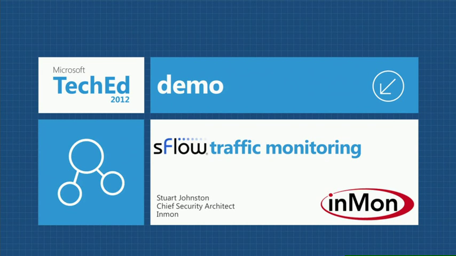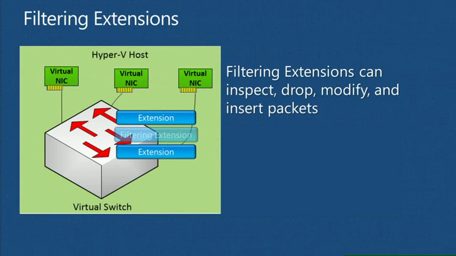Okay, so let me move on to the next type, filtering extensions. Filter extensions are much like capture extensions, but they can do a little bit more. As the name would imply, they can filter the traffic. They can examine it, they can drop packets, they can modify packets, they can inject packets. The thing they can't do is forwarding. So that's the third type, and we'll talk about that in a minute.